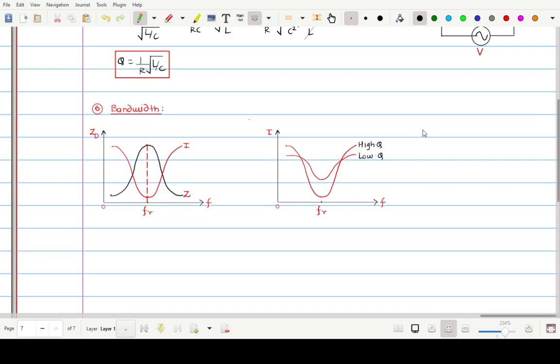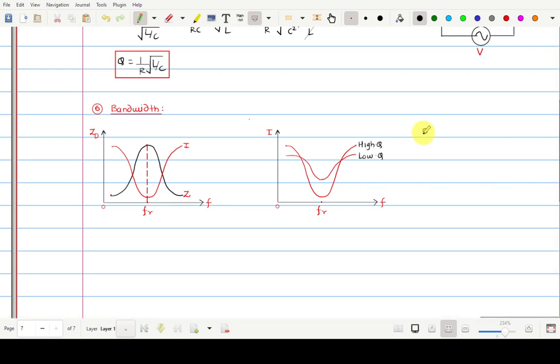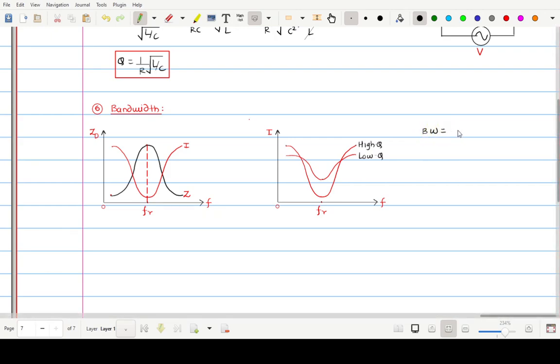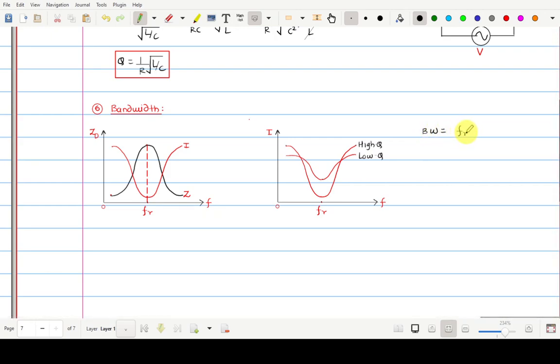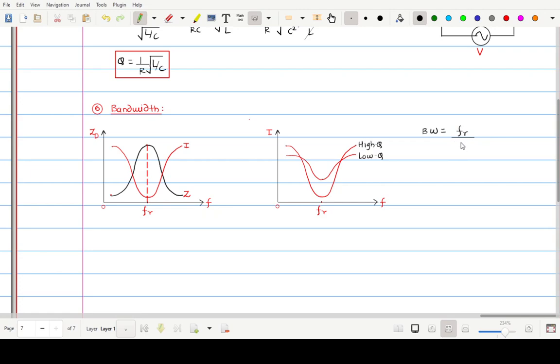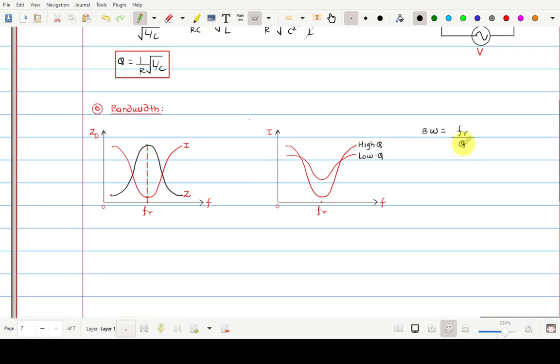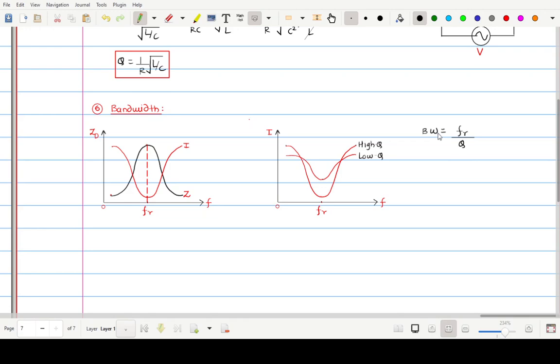And what is the bandwidth? The bandwidth of a resonant circuit is given by this formula. Bandwidth is given as Fr upon Q. This indicates that bandwidth and quality factor are inversely proportional to each other. So if you are increasing the quality factor, obviously your bandwidth will go on reducing.